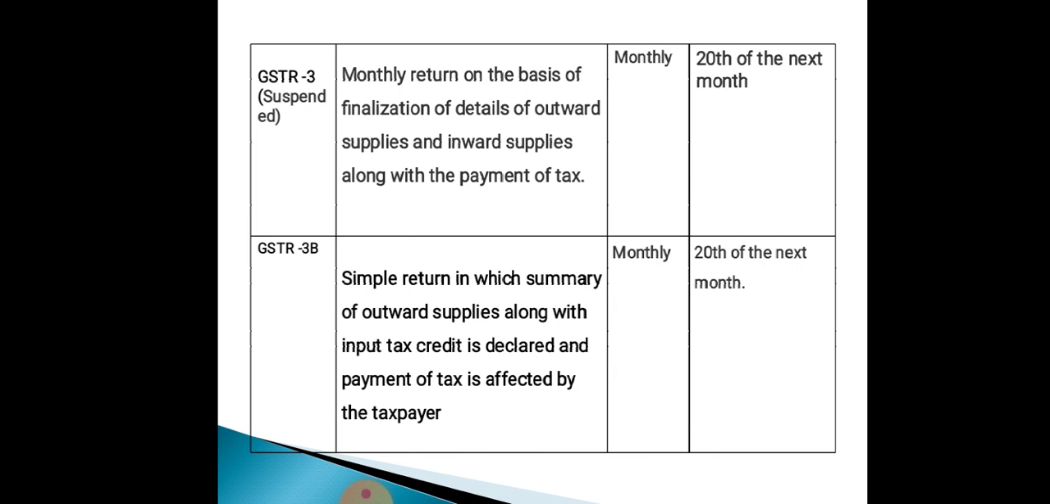Frequency: monthly, 20th of the next month. GST return 3B must be filed by the 20th of the subsequent month to avoid late fees. This due date was valid until GSTR 3B of December 2019. For the return period January 2020 to March 2020, the due date has been revised.